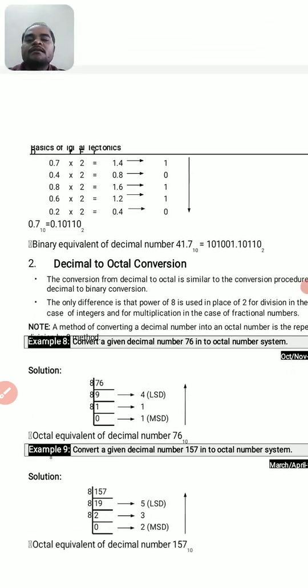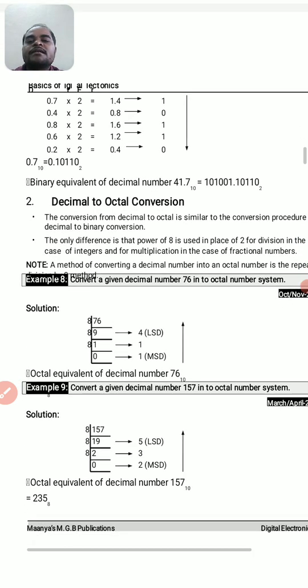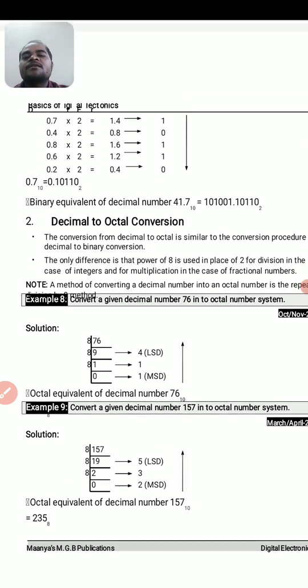In the next class we will discuss converting a decimal number into another number system.